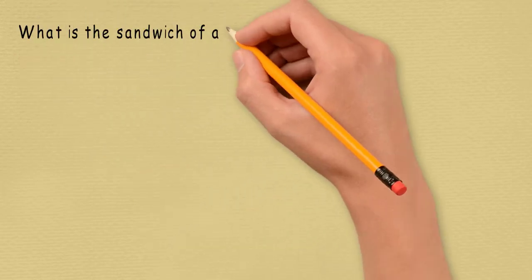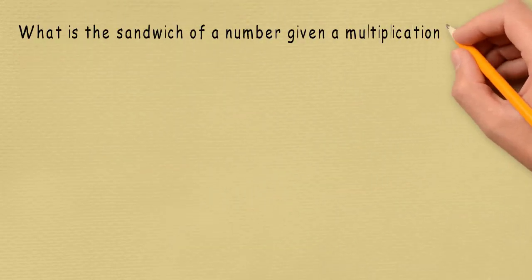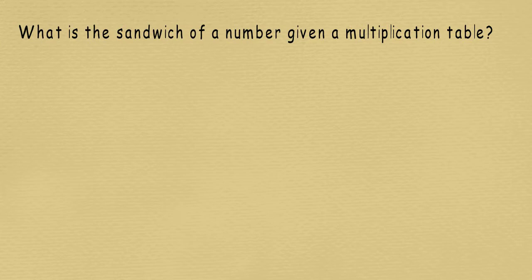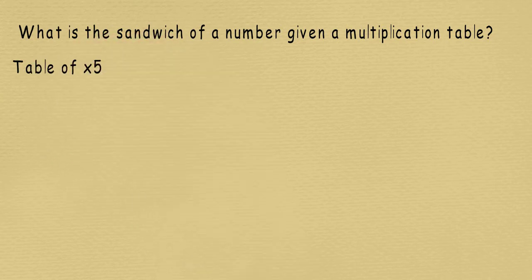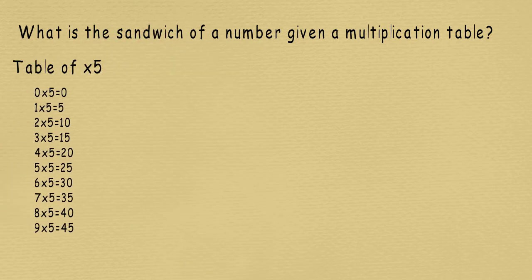What is the sandwich of a number given a multiplication table? We're going to be given a multiplication table, and we're going to be given a number, and we're going to be asked to find the sandwich of that number. For example, let's assume we're given the multiplication table of times 5. Here it is. It is given. We don't have to worry about where it came from because it is given.